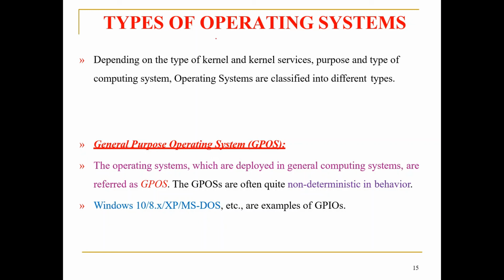For example, Windows 8, XP, MS-DOS, all these are general purpose, where the response time is not critical, or the response time is not deterministic, or the behavior of the system is non-deterministic. You can tell fine, you are pressing a key here and the system can give the response after some 2 seconds or 3 seconds.